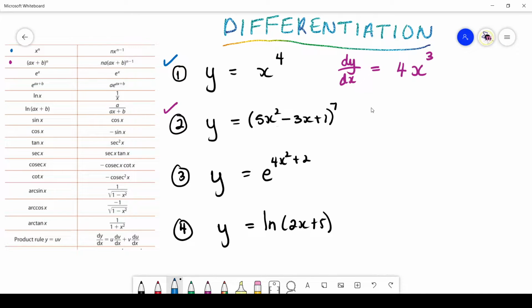Well, first of all, your notation should be correct. So we will begin by writing our answer as dy/dx is equal to. Now, according to our second rule, you can see that what they do is they simply write the existing power once again as a coefficient. So we are also going to do the same. So we're going to bring down that 7 in front, have our 5x squared minus 3x plus 1, and also they reduce their power by 1. So our power is now going to be 6 after differentiating.